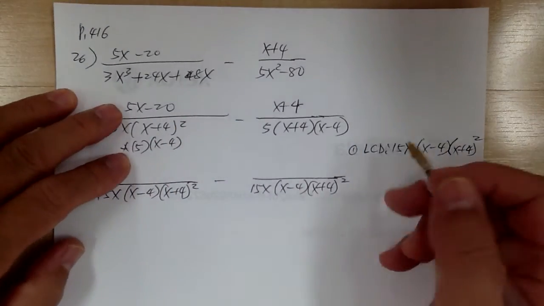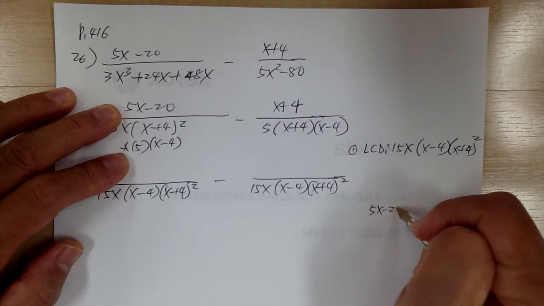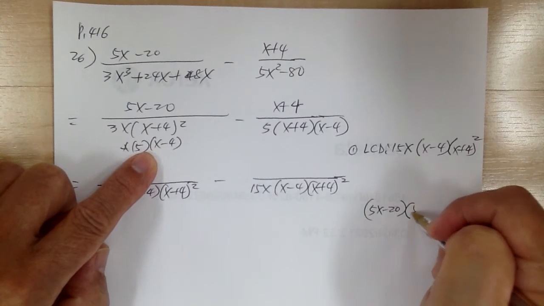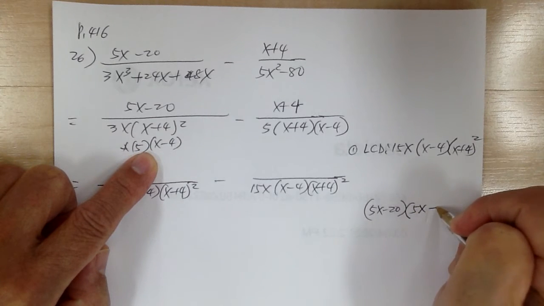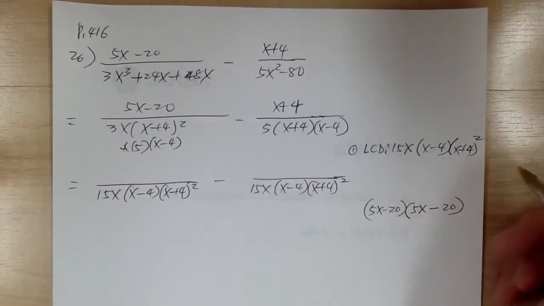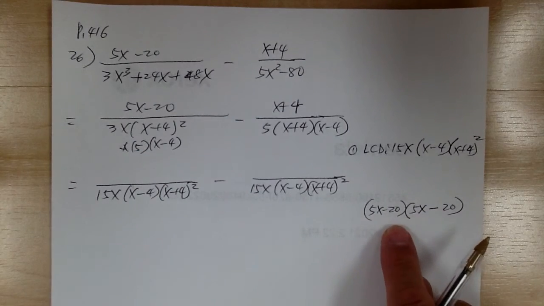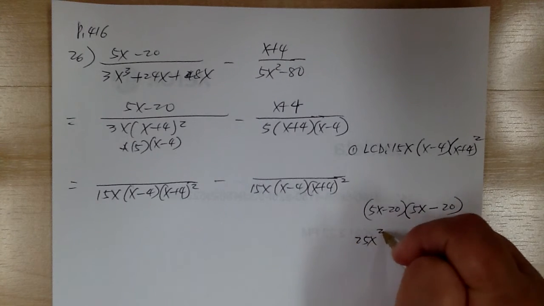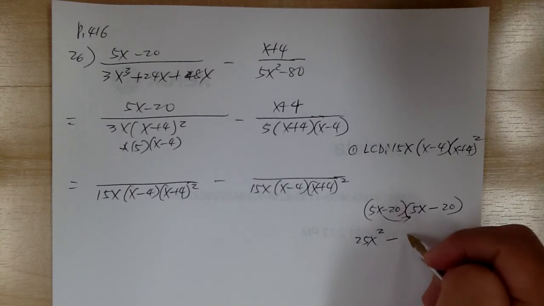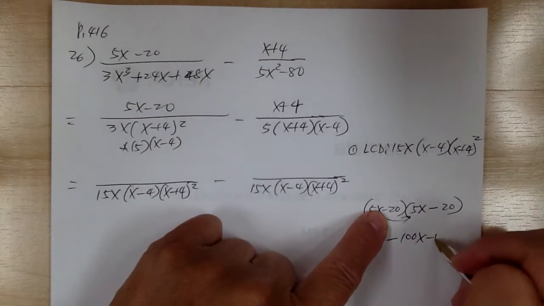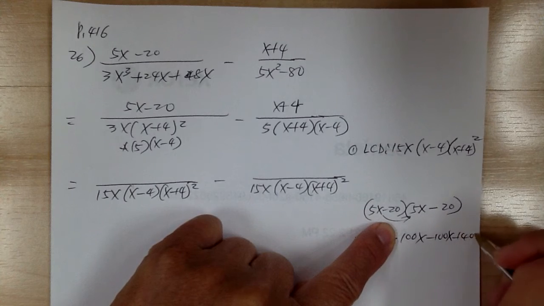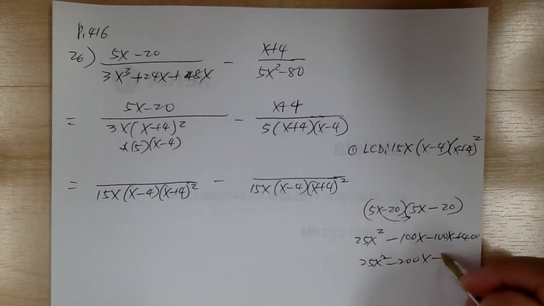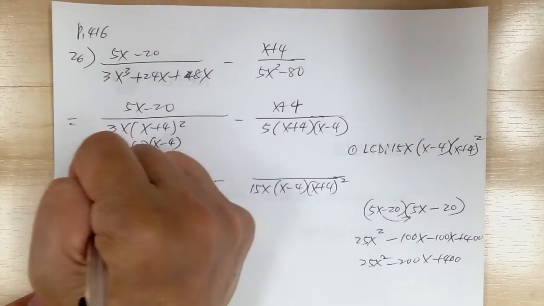Let's go off to the side. So you got 5x minus 20 times, I'm going to multiply this out, so you're going to be 5x minus 20. And this is actually the perfect square. So when you multiply out, if you use Fourier method, you get 25x squared minus 100x minus 100x plus 400. So it'd be 25x squared minus 200x plus 400.